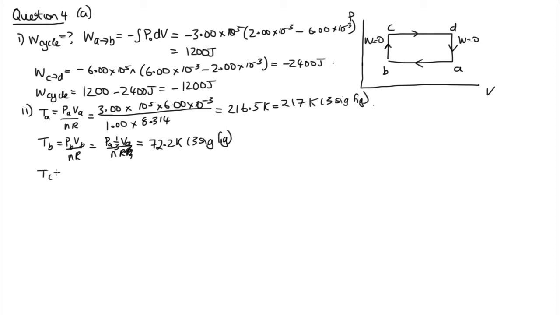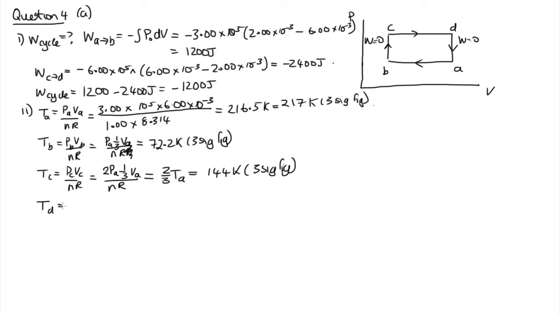The temperature at C is equal to PC VC over NR. Okay, so again, we'll relate that to what we had at A. The pressure at C is double the pressure at A, and the volume at C is the same as B, which is a third the volume at A. So that's over NR. So this is 2/3 of the temperature at A, or double the temperature at B. So 2/3 TA, which is equal to 144 kelvins to 3 significant figures.